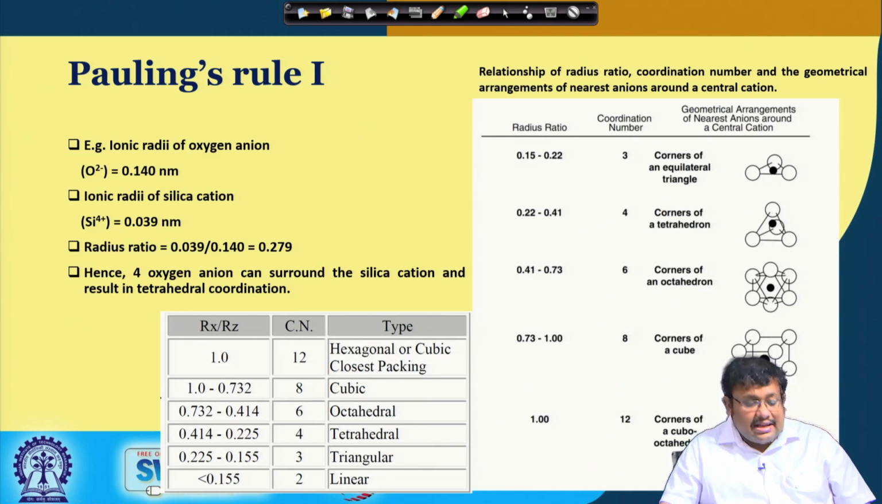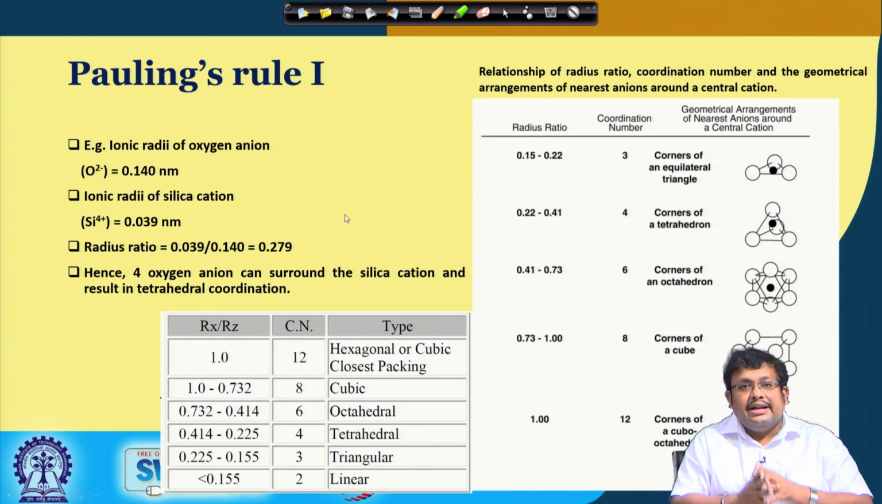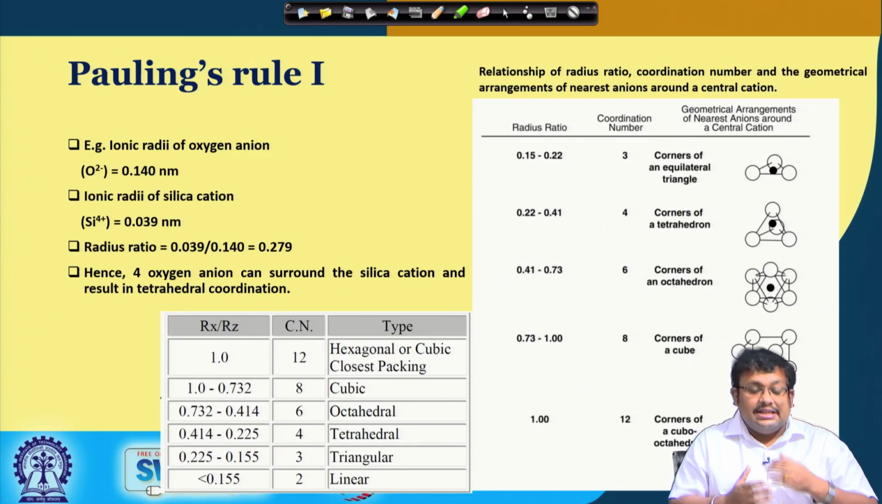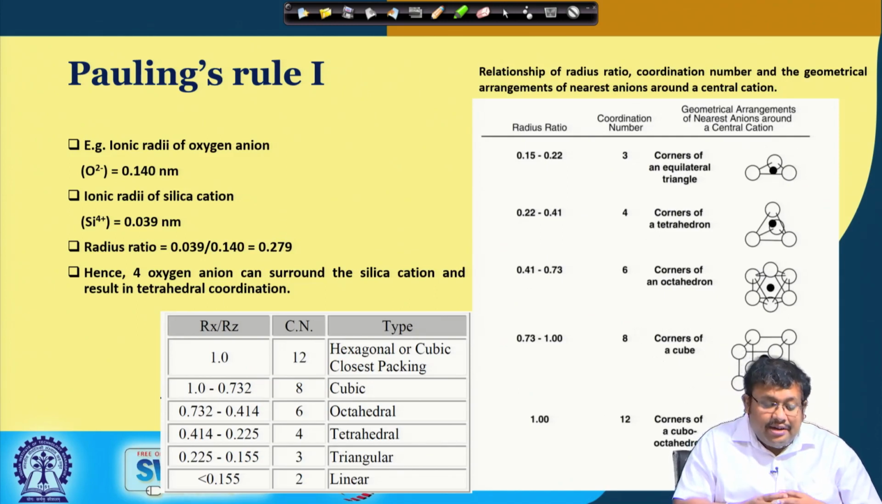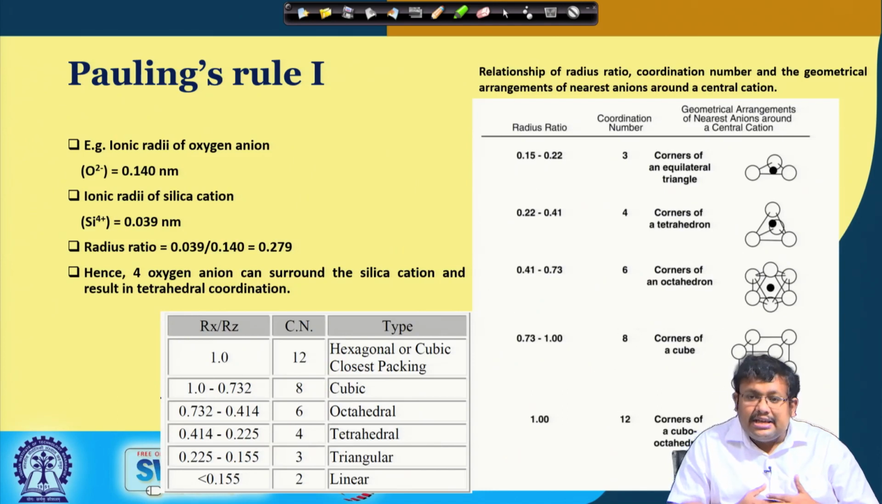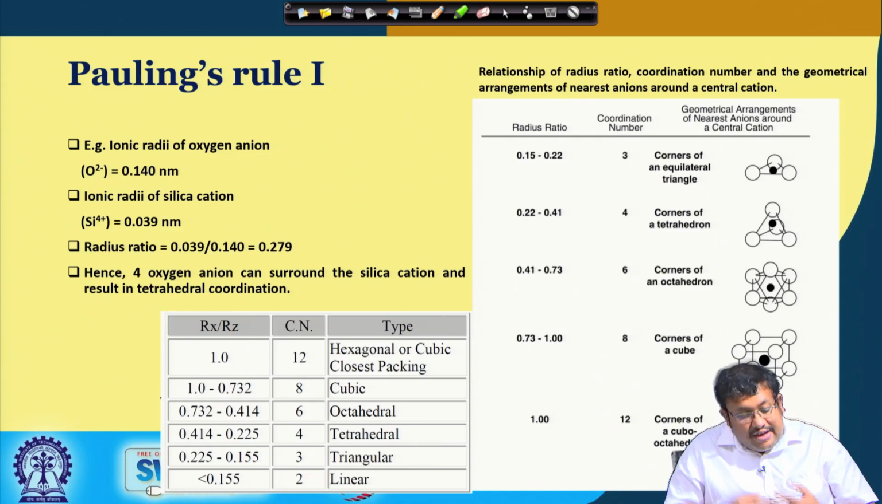For example, the ionic radius of the oxygen anion is 0.14 nanometer, and the ionic radius of the silicon cation is 0.039 nanometer. So, if we consider silicon and oxygen and calculate the radius ratio, we get a value of 0.279. This 0.279 falls in the range of tetrahedral structure, where the coordination number is 4.